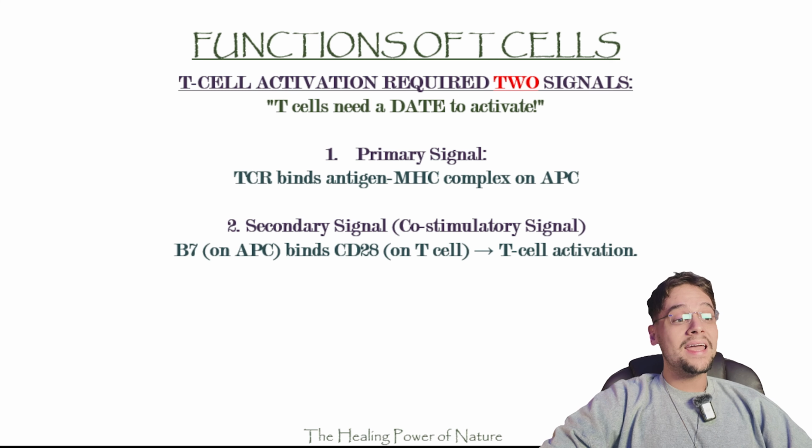So basically, in order for T cells to become activated in the adaptive immune response, they need two signals. The first comes from MHC. The second are additional molecules. One is B7, found on antigen-presenting cells, which binds to CD28 on T cells.